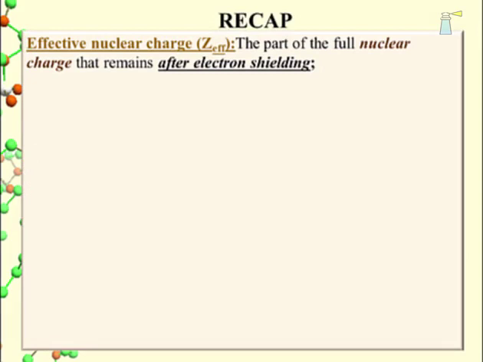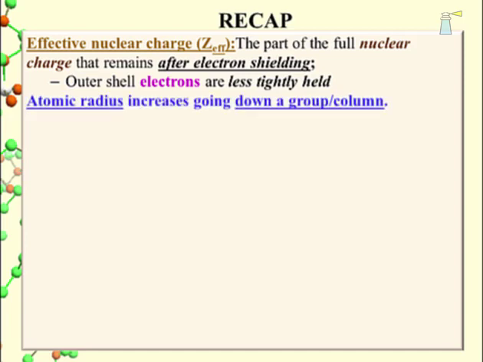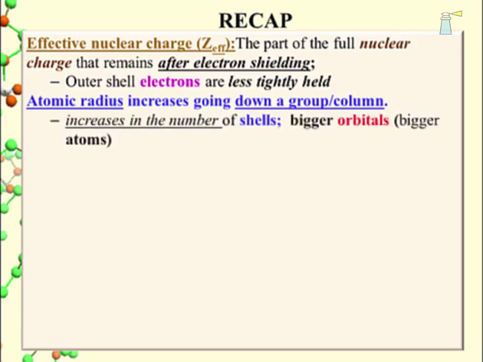Recapping the lecture. We introduced effective nuclear charge. That is, the part of the full nuclear charge that remains after shielding. The result is that outer shell electrons are less tightly held. For periodic trends, atomic radius increases going down a group or column. The cause is that going down the table increases the number of shells. Bigger shells have bigger atomic orbitals, leading to bigger atoms.